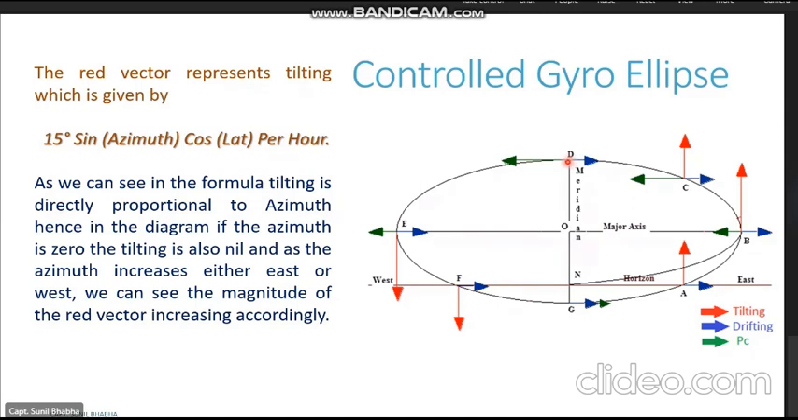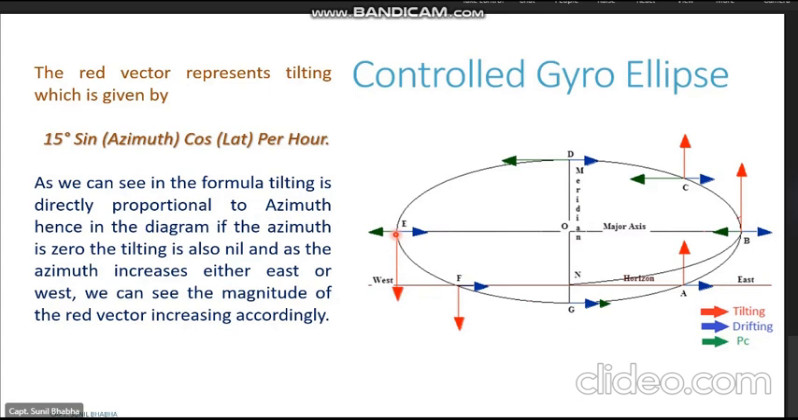Now from point Delta, the spin axis moves westwards. So as it moves westward, the westerly azimuth increases now. The maximum westerly azimuth is achieved at point Echo, and you can see here that at point Echo, the magnitude of the tilting vector is also maximum.